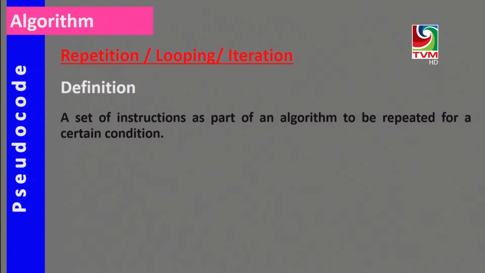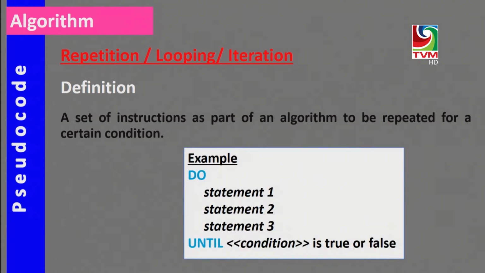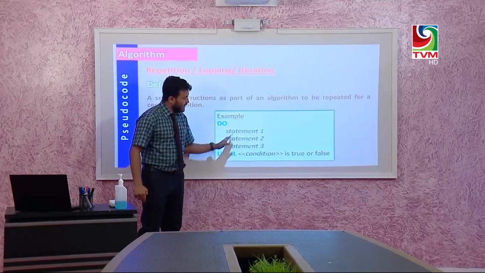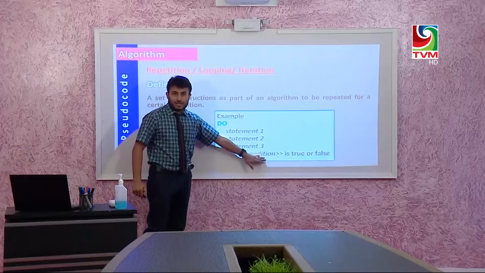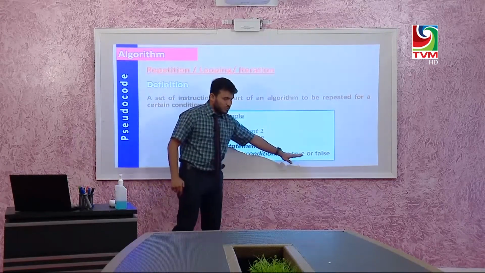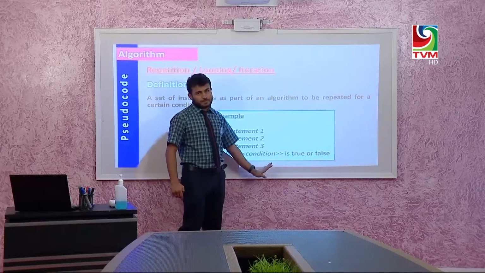A loop statement is also called a repetition statement or iteration statement. The definition: a loop statement is a set of instructions, as part of an algorithm, to be repeated for a certain condition. It is a collection of statements which is repeated to reach a particular condition. Take this as an example: statement 1, statement 2, statement 3 are the three statements here, and this is a condition. These statements keep on executing until they reach a particular condition. This condition has two values, either true or false, based on the loop statement.